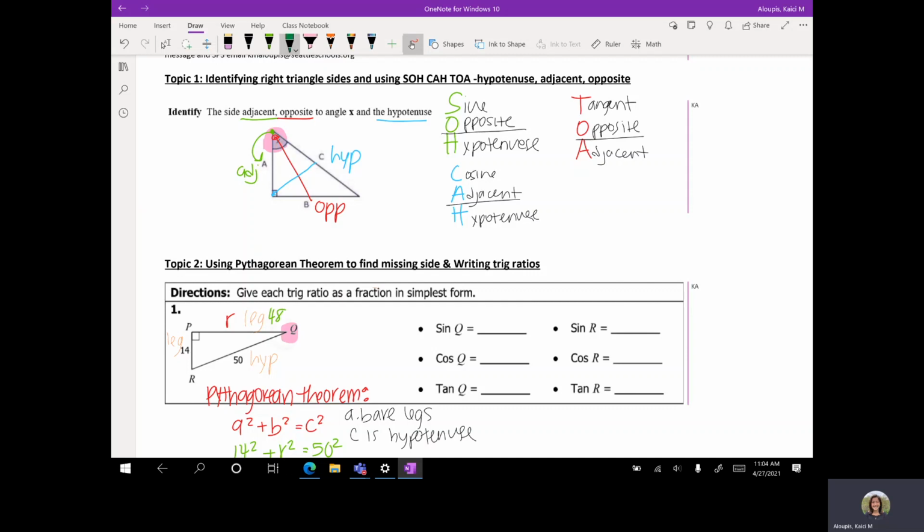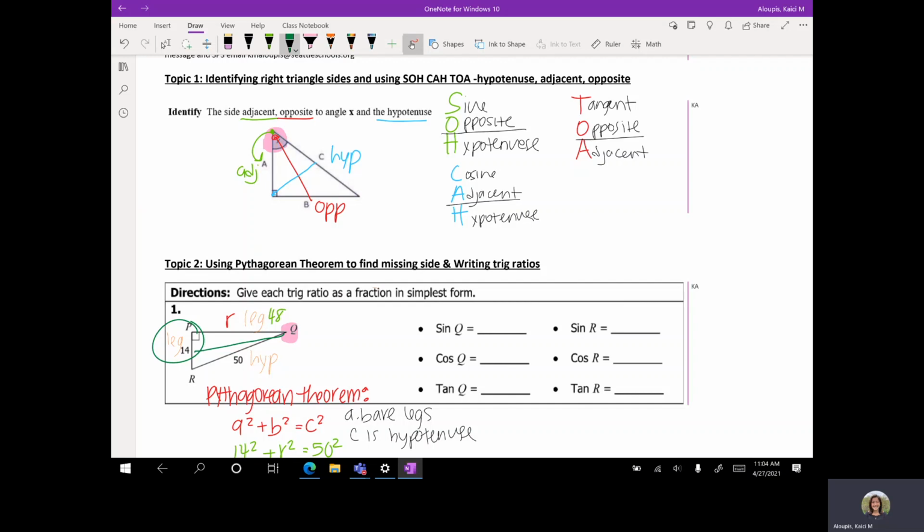So here I am at my angle Q. I'm going to go through the triangle to the other side, the opposite side of my triangle, and I see that from angle Q, this leg over here, PR, with the value of 14, is the side opposite of my angle Q.